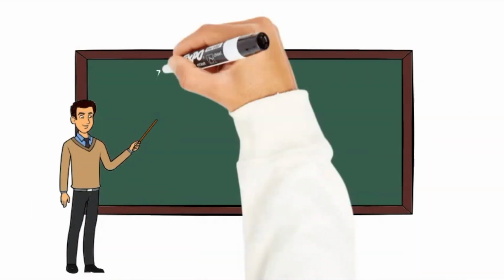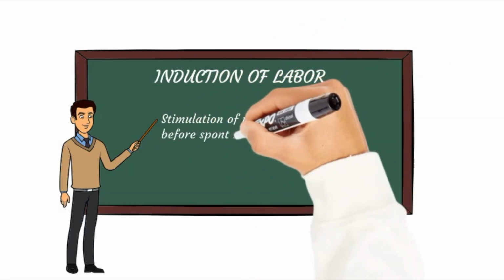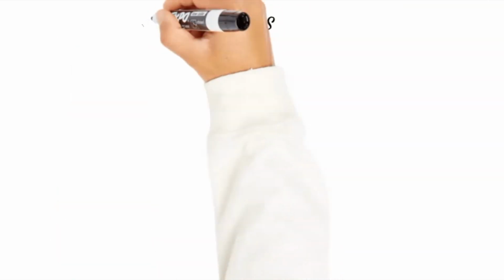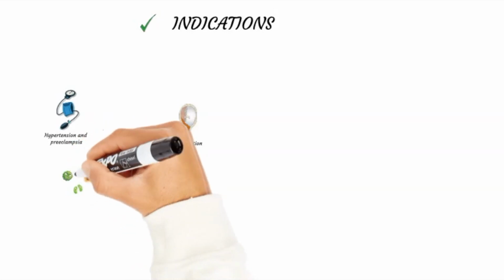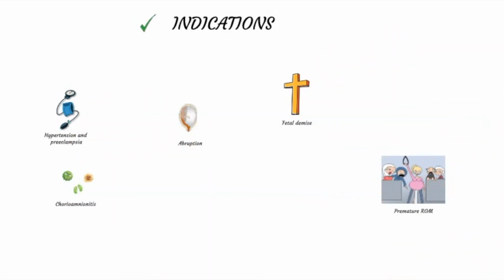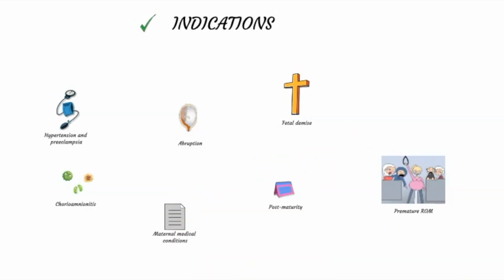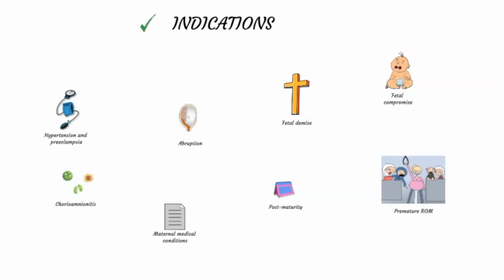This video is about induction of labor, which is defined as stimulation of uterine contractions before the onset of spontaneous labor. There are several indications for induction, for example, hypertensive disease in pregnancy, placental abruption, intrauterine infection, also known as chorioamnionitis, fetal demise, premature rupture of membranes, post-maturity, maternal conditions like diabetes, and fetal compromise like intrauterine growth restriction.